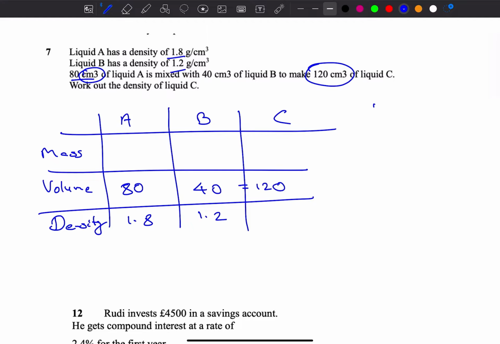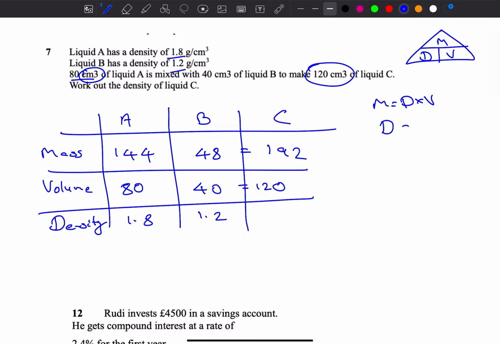You can work out the mass. Mass is what? Formula: density times volume. You should know the formula for density. Remember, density is mass over volume. Mass is density times volume. So 80 times 1.8 is going to give you 144. Next one, mass is 40 times 1.2, which is 48. Then you're allowed to add the masses. 144 add 48 is going to give you 192.